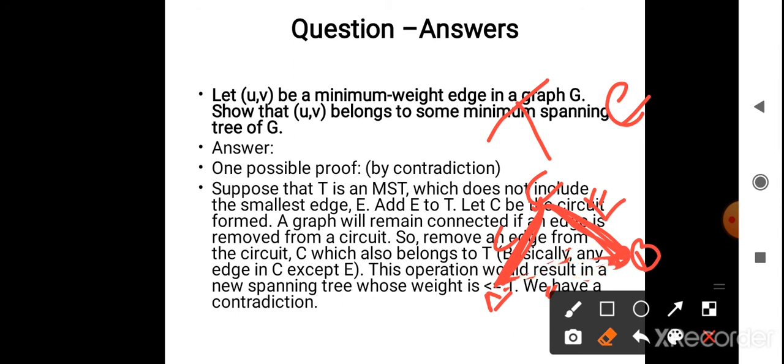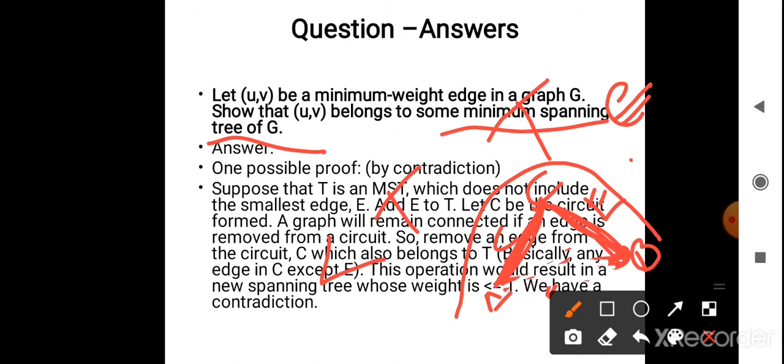So we remove an edge from this circuit C, which also belongs to T. This operation would result in a new spanning tree. Here we are creating a new spanning tree. It's a new spanning tree whose weight, since we added the smallest edge, is less than the previous spanning tree weight. So this is a contradiction. What is the contradiction? We already said that a minimum spanning tree means the one with the minimum weighted edges.